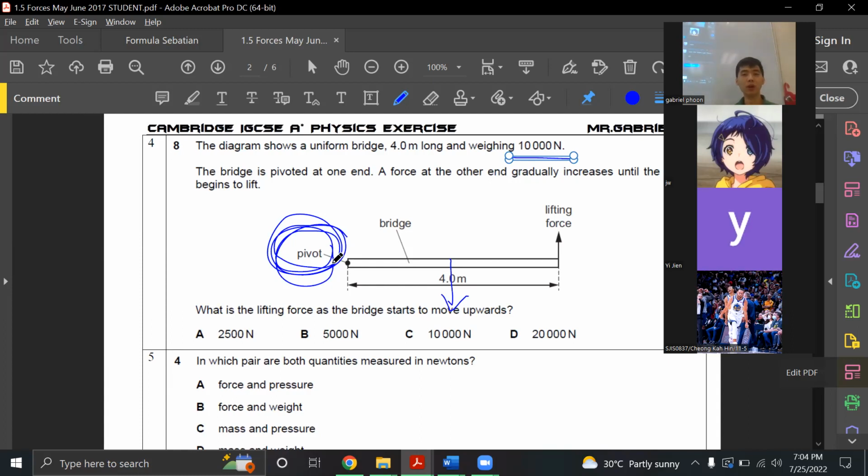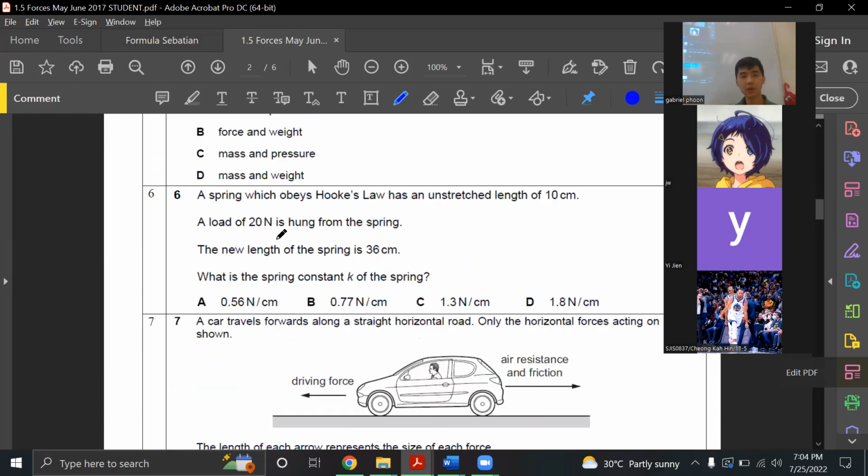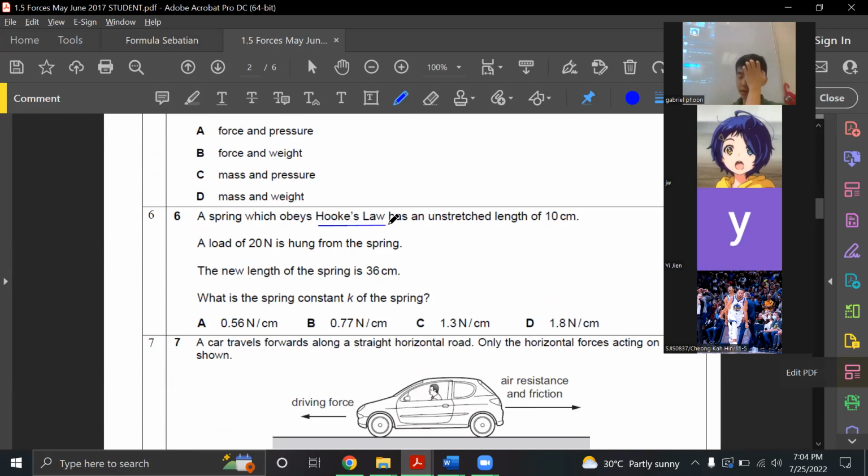Calculation error for sure. Next question. Question 6. A spring obeys Hooke's law. Oh, I didn't mention this. It has an unstretched length of 10 cm. A load of 20 newtons is hung on it, and the new length is going to be this. What's your extension?